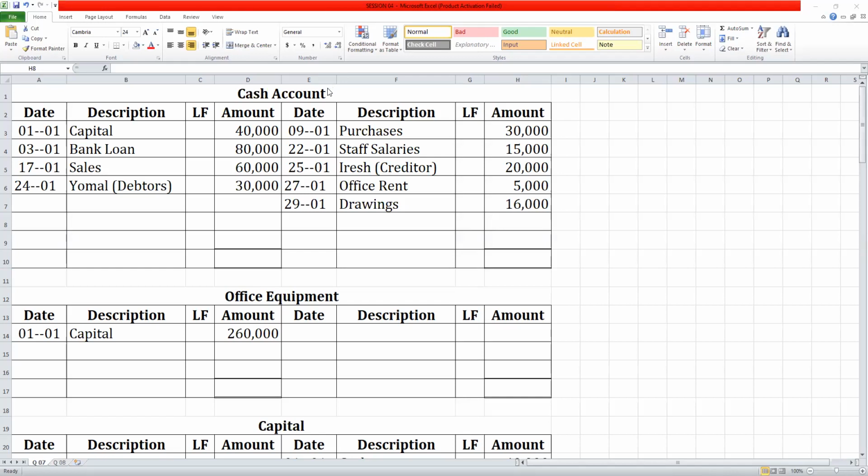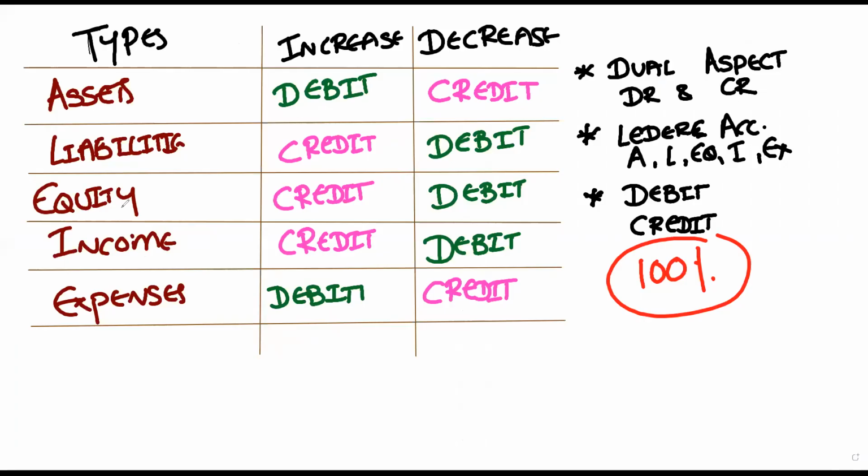Yes, Amir. Who asked me this question? Adisha, learn now. Never say that drawings is an expense. Okay? Drawings is equity. When the owner has withdrawn something out of the business for his private use, equity decreases. Therefore, this is what happens. Equity decrease is what? Equity decrease is debit. Do you see?